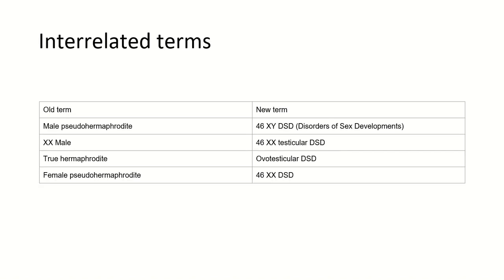Some interrelated terms, so we will not get confused. The old term is male pseudohermaphrodite; the new term is 46,XY DSD or disorder of sex development. The old term is XX male and the new term is 46,XX testicular DSD. True hermaphrodite is ovotesticular DSD. Female pseudohermaphrodite is 46,XX DSD.